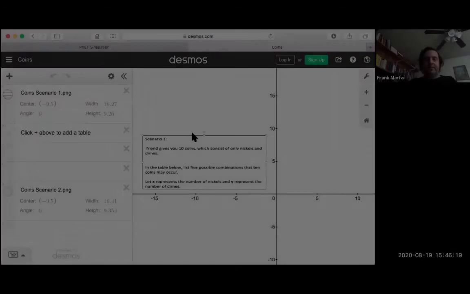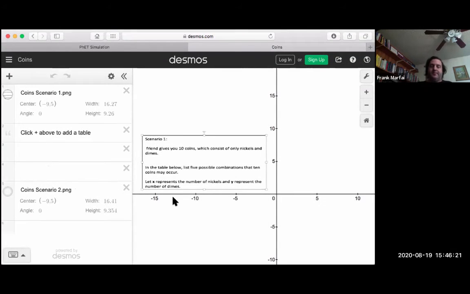Okay, what I'm going to do is, in the chat stream, share a link to another app that I built. I hope you got it through the chat. That is going to open up the coin simulator. You're going to see something like this, where you're given a scenario: a friend gives you 10 coins. This is a partially finished activity where they have to fill in the blanks.